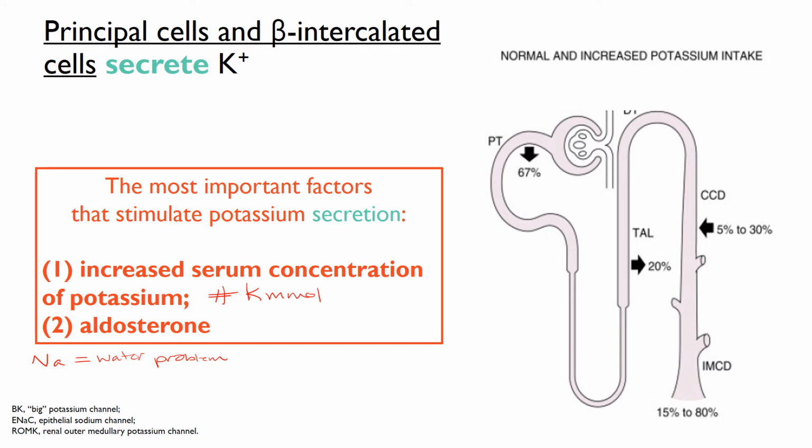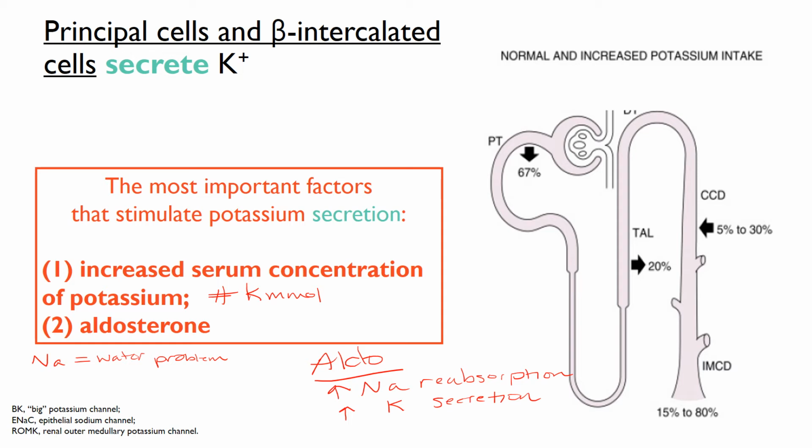And then aldosterone is an important factor of potassium secretion. Aldosterone does a couple of major things, but you will be well positioned to remember that it increases sodium reabsorption and it increases potassium secretion. And that is because of the relationship in that exchange between sodium and potassium.